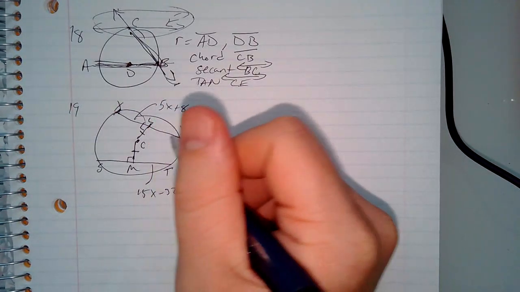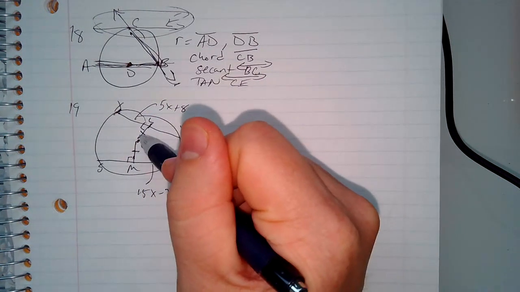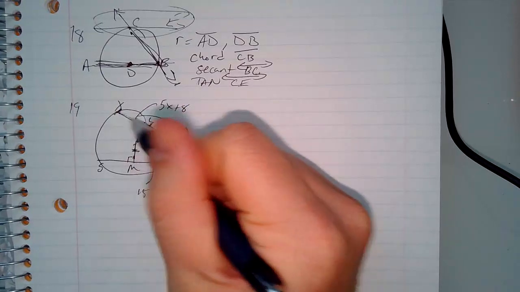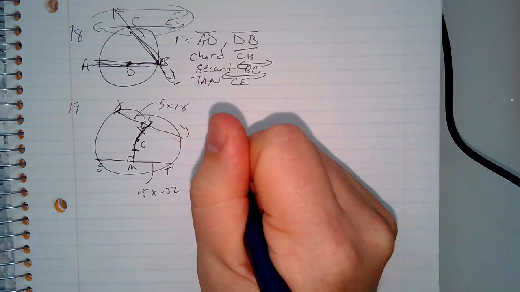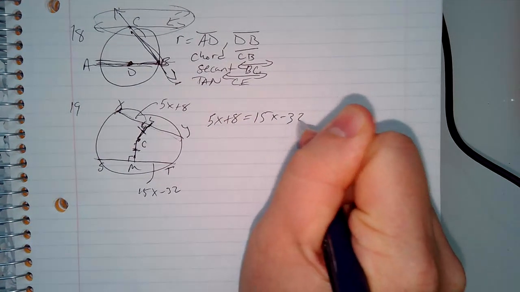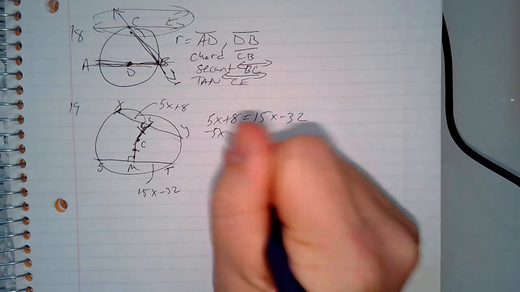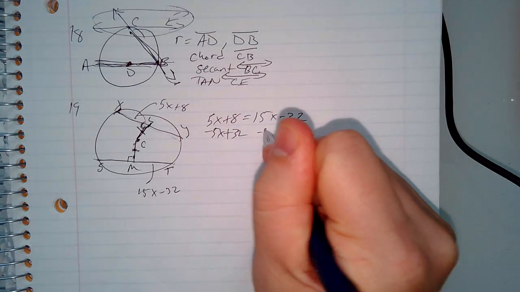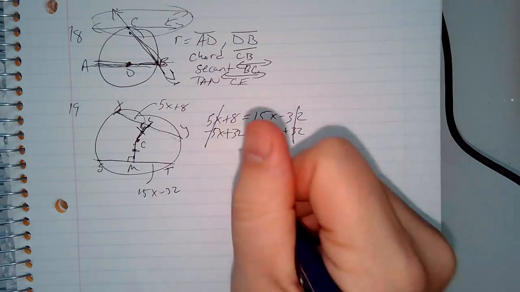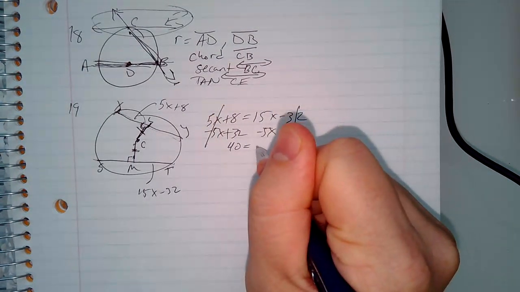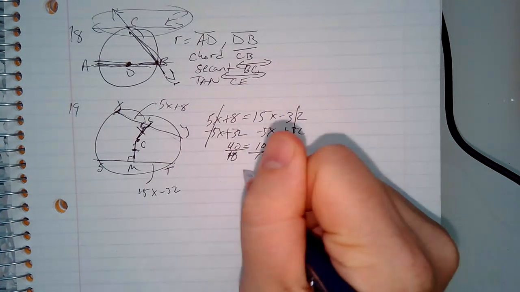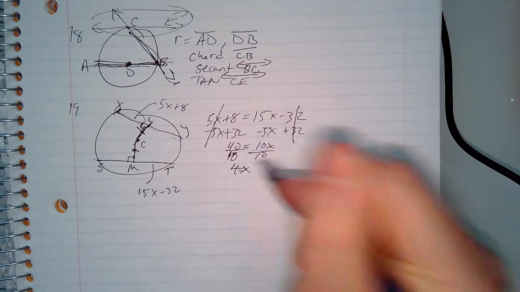Well, we know that this is a special segment here. Because these two lines are congruent and they end up in 90 degrees, we know that these two chords must be equal to one another. So we can say 5x plus 8 is equal to 15x minus 32. We're going to solve by subtracting 5x and adding 32 to both sides. And then we get 40 is equal to 10x, so x is equal to 4.